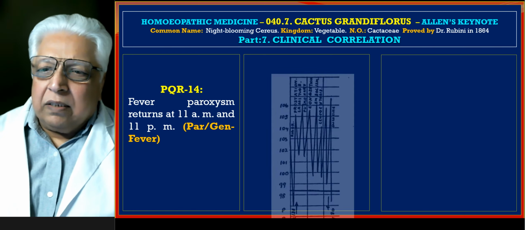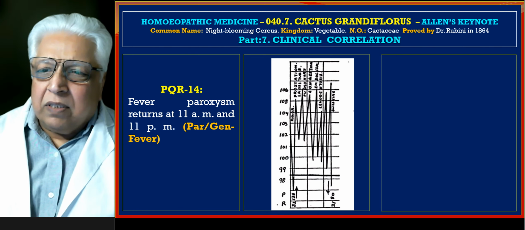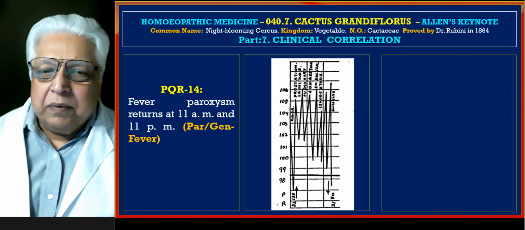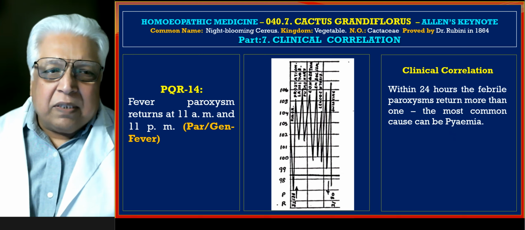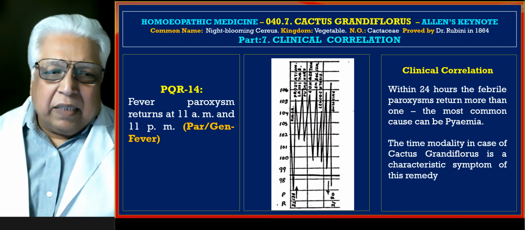PQR 14, we find fever paroxysm returning at 11 am and 11 pm. Clinical correlation is within 24 hours. If the febrile paroxysm returns more than once, the most common cause could be pyemia. The time modality in case of Cactus grandiflorus is characteristic symptom of this remedy.